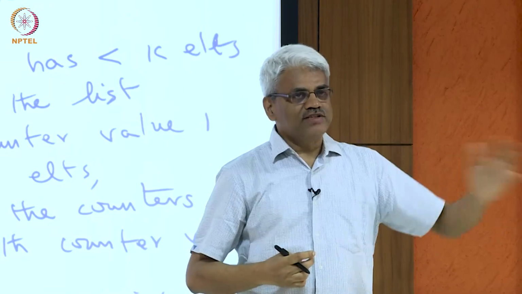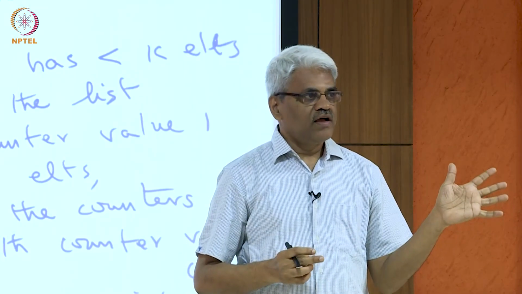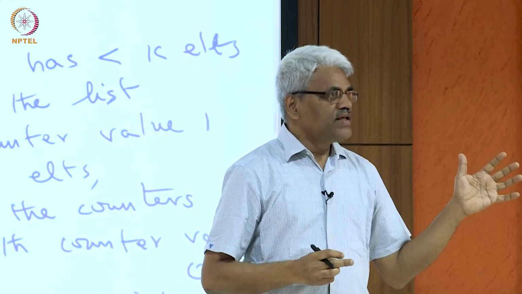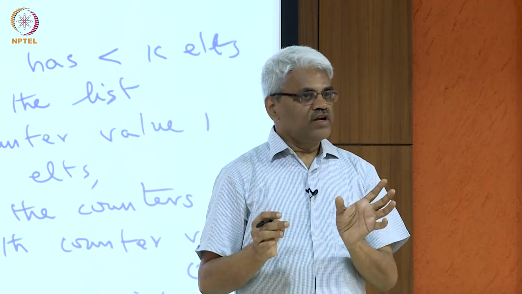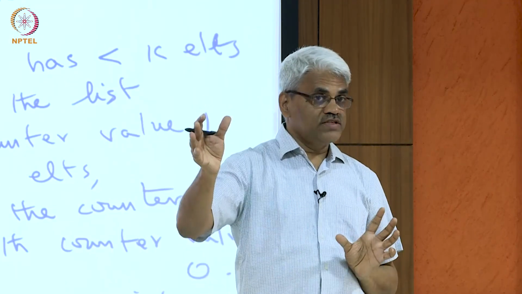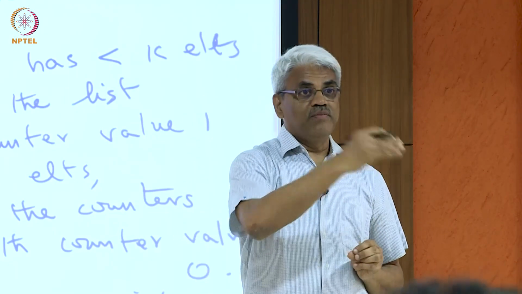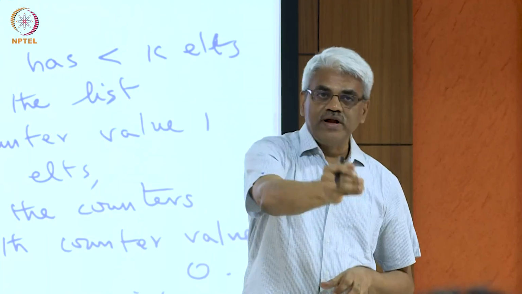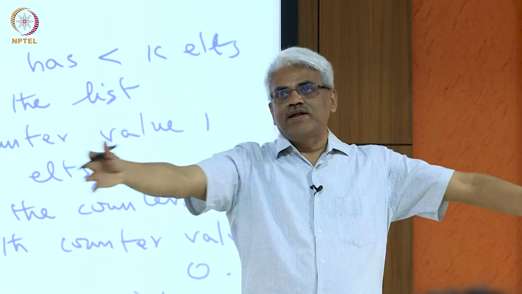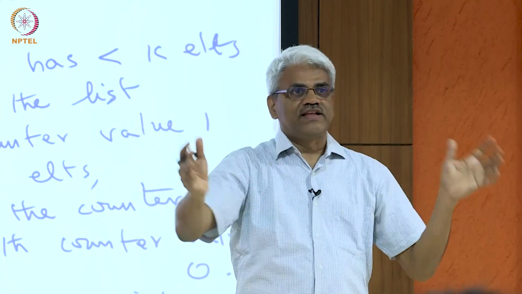A sorted array is not good enough because insertion takes order k time. Sorted linked list is not good enough because you can't do binary search. Binary search requires random access. You have to go to the middle element and then compare. Middle element, you can't do it in a linked list easily, right?